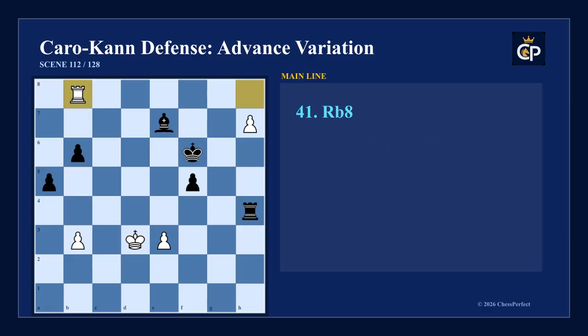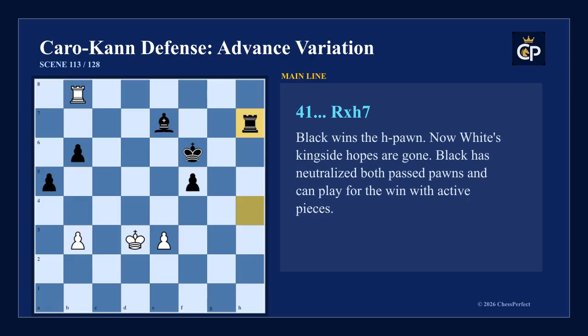Rook b8. Rook takes h7. Black wins the h-pawn. Now White's kingside hopes are gone. Black has neutralized both passed pawns and can play for the win with active pieces.